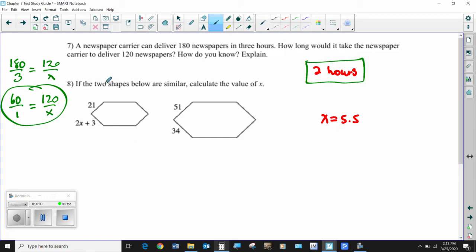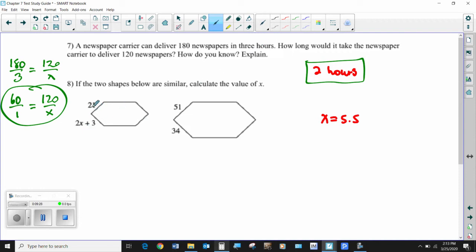If the 2 shapes below are similar, what does that mean? It means that all the angles have the same measure and all the side lengths are proportional. So there's a scale factor that will define, you know, what do you multiply times 21 to give you 51? Multiply the same thing times this, and it should give you 34. The problem with using scale factor here is we've got ourselves an equation. So what I'm going to do is this.